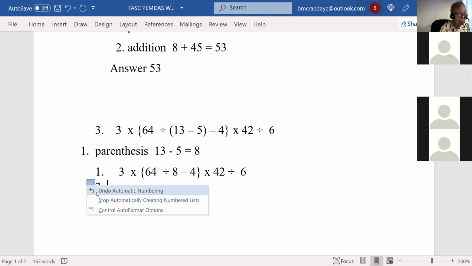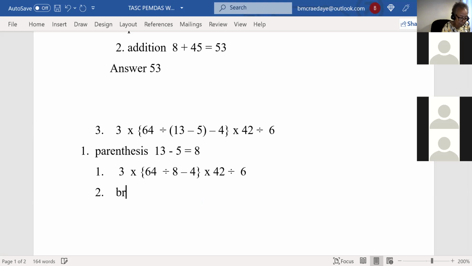So let's do what's in the brackets. What would you do here, Vanessa? First thing we do, how do you do it? 8 divided by 64. I mean 64 divided by 8, right? 64 divided by 8. Okay, so in the brackets, you've got 64 divided by 8 minus 4. So you're going to do division. 64 divided by 8 is what? 8. Okay, so that's 8 minus 4. That's what you get within the brackets.